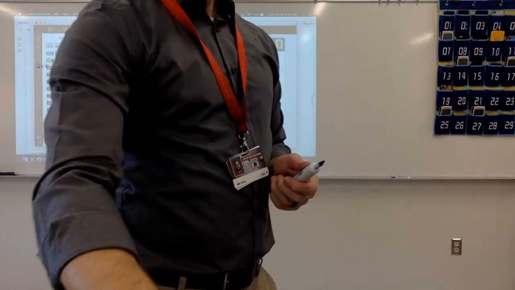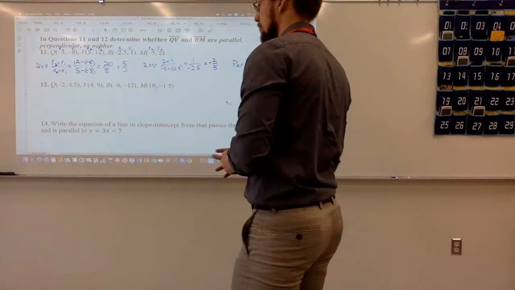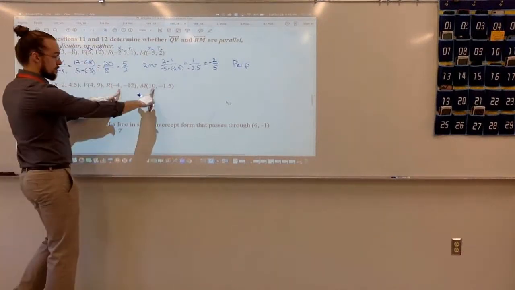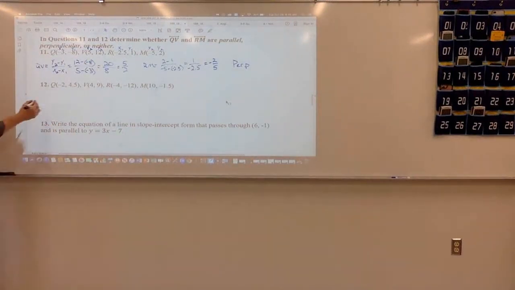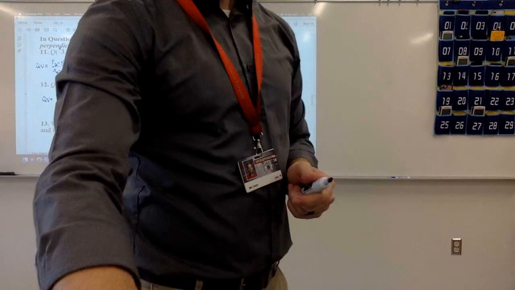So if we take a look at the next one, 12, I want to do the same thing. I want to find the slope between Q and B, and then the slope between R and M. So that'll be 4.5 over 4 plus 2 is 6. But again, we got a funky decimal. I want my fractions here to be nice whole numbers. So I'm going to use the calculator again to get a nice number.